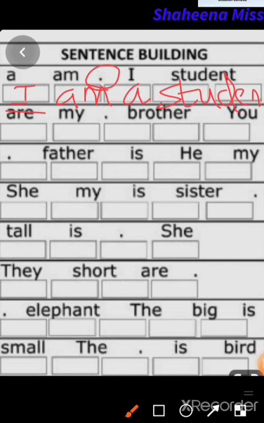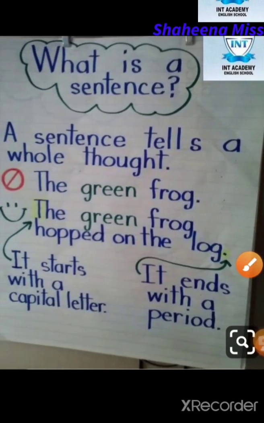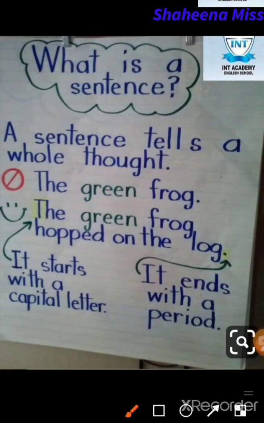If you write the words here and there, with no sense in the sentence, it will not be called a sentence. So just see what a sentence is. The perfect definition of a sentence is: a sentence tells us a whole thought. Yes, there should be a whole thought in a sentence. The expression should be whole and complete.